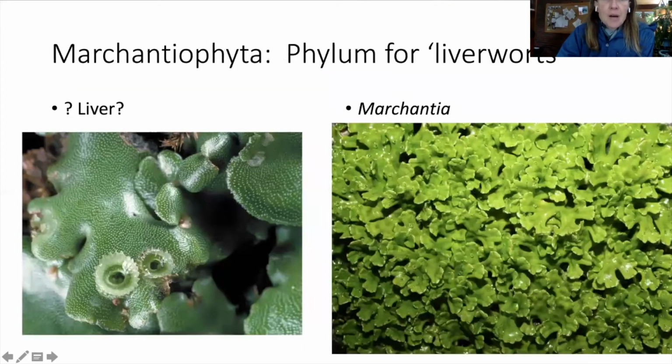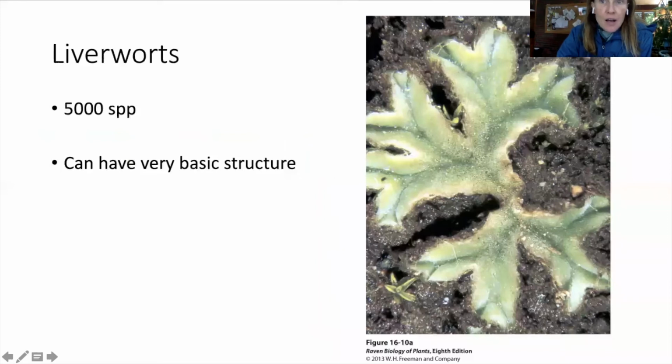Let's start with Marchantiophyta. This is the liverwort phylum. And like I said, they're these weird little oily creatures that, the only time I ever see them, except for in a rainforest, is in potted plants. Sometimes I'll get a plant from the greenhouse and I'll have some liverworts growing in it. They're so beautiful. There are about 5,000 species, but they're all really simple.